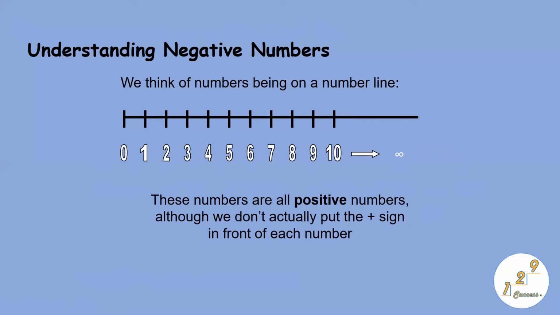There are positive numbers. They are to the right of 0 on our number line, and we call them positive numbers because they have an invisible add sign in front of them. We choose not to put an add sign next to them because if we see a number that doesn't have a sign next to it, we know it's positive.